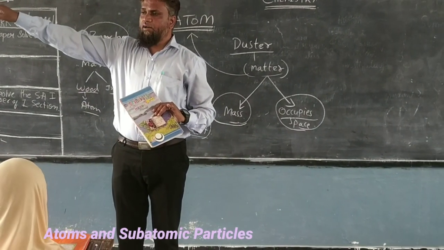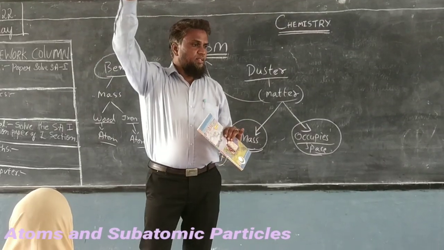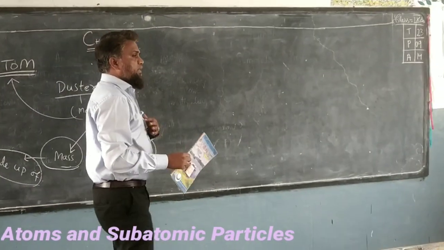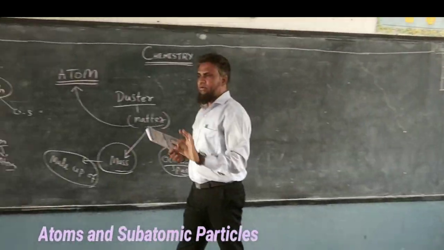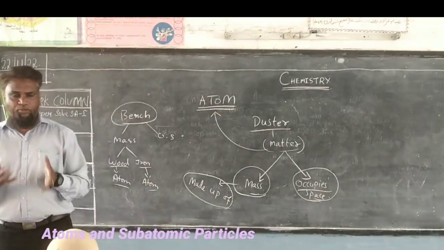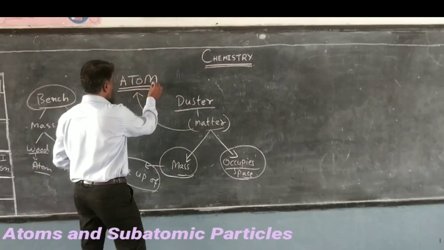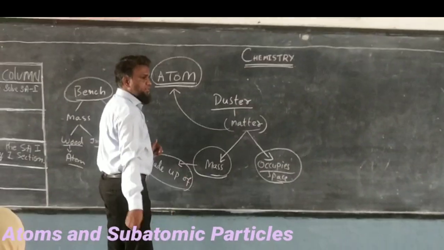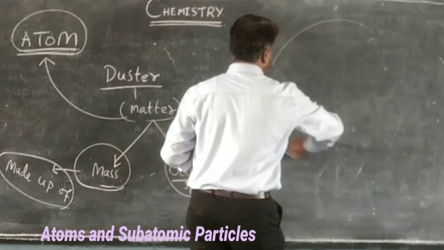The chart is made up of atoms. The ball is made up of atoms. The pen is made up of atoms. The book is made up of atoms. My shirt is made up of atoms. Everything in this world is made up of atoms. So atoms are very, very important. If you want to understand physics or chemistry, the most important thing is the atom. Do you understand? Yes.